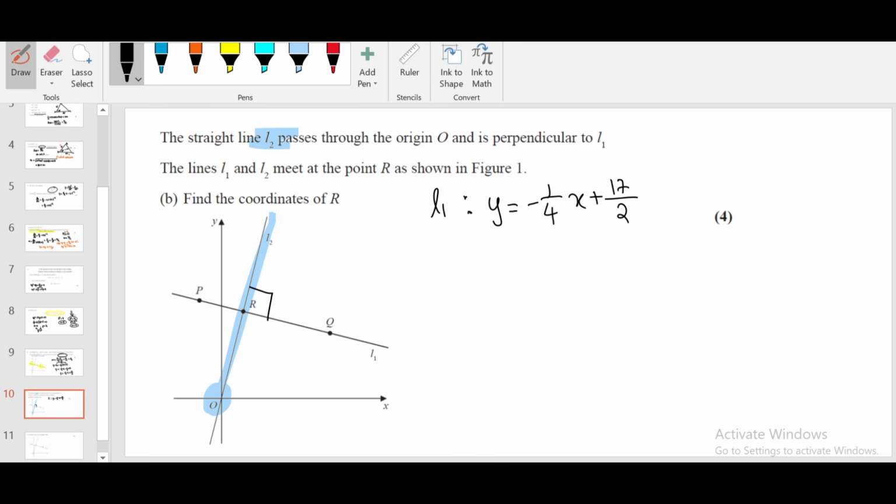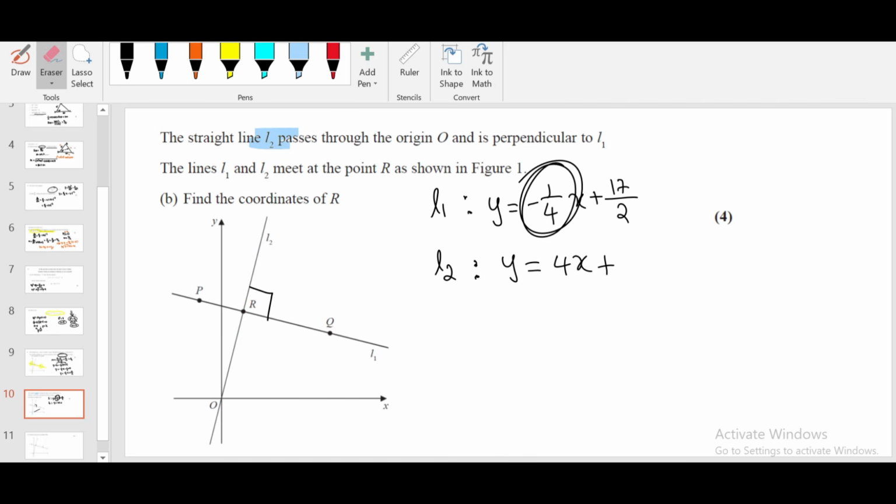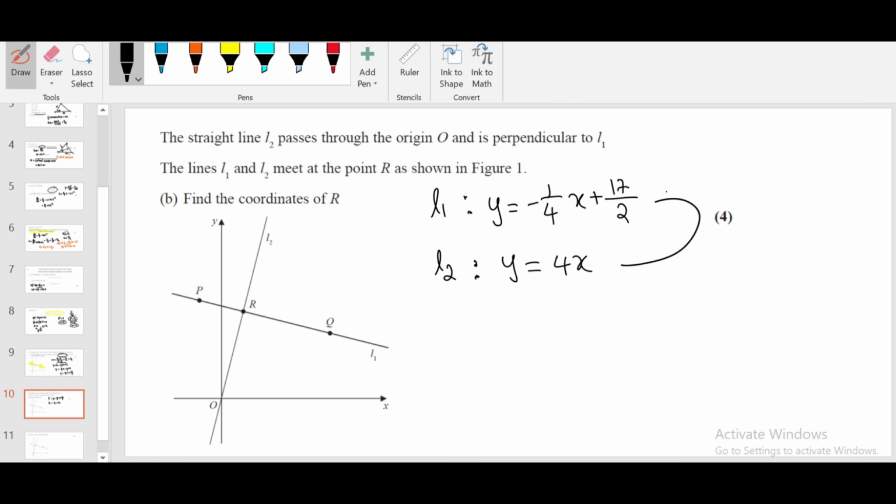So the equation of L2 will be y is equal to, you need to take this slope. Since L2 is perpendicular, you need to find the negative reciprocal. So 4x plus the y-intercept. The y-intercept is the point where the line crosses the y-axis. In this case it's 0. So it's just 4x. And then they want you to find the point of intersection, or solve these two equations.